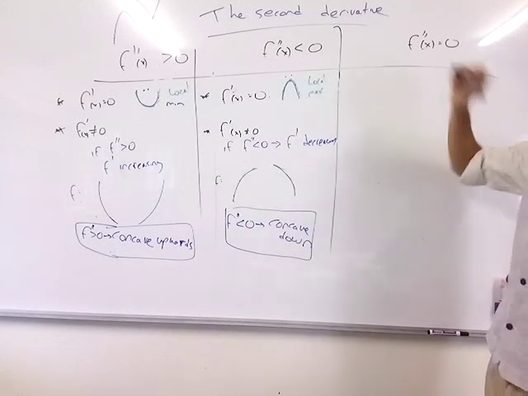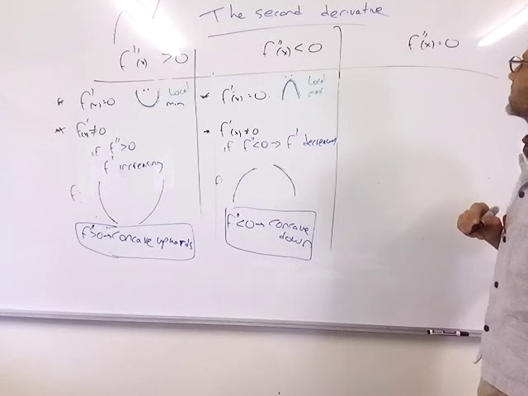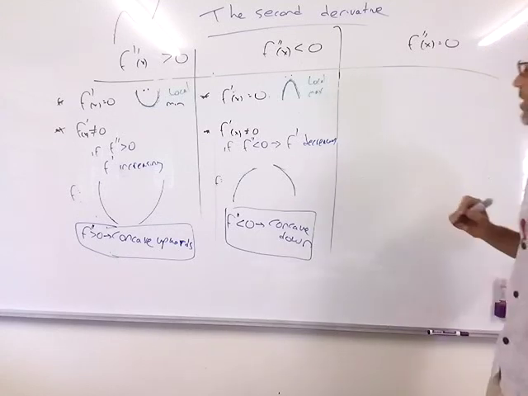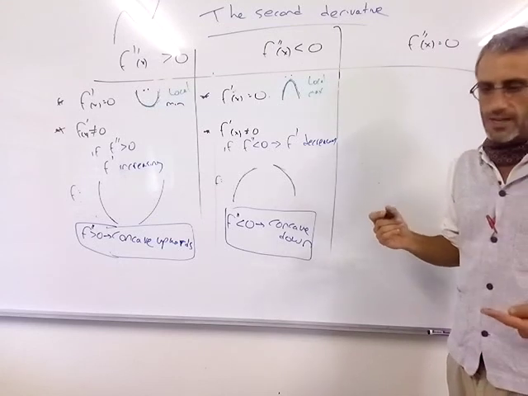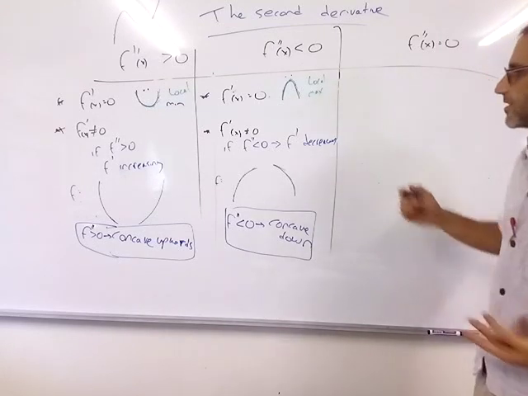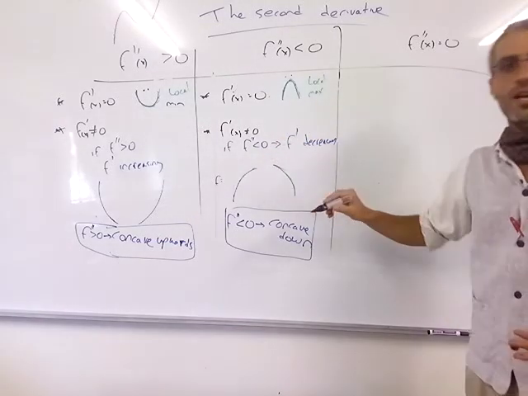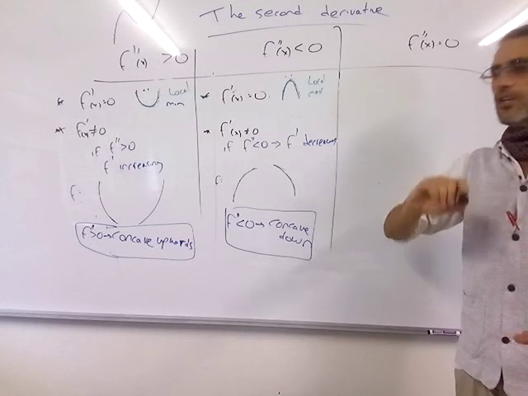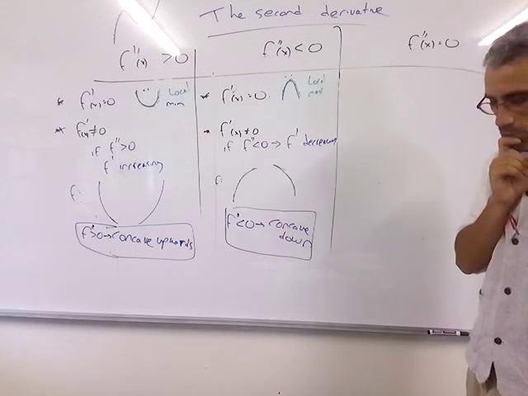Now, the interesting and maybe a bit confusing case: what happens when the second derivative is 0. At this point, if the second derivative is 0, you can't really tell just from that. This could be concave up, it could be concave down, it could be a straight line, it could be many, many things. So we need to find out.